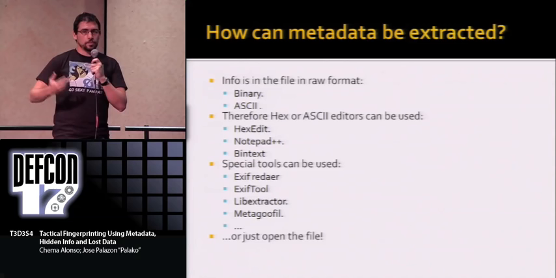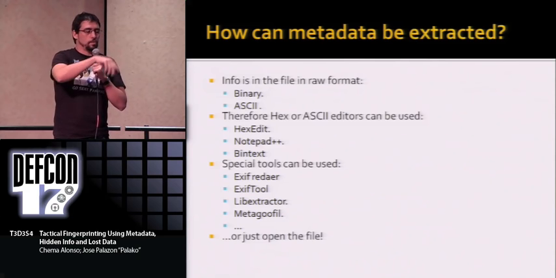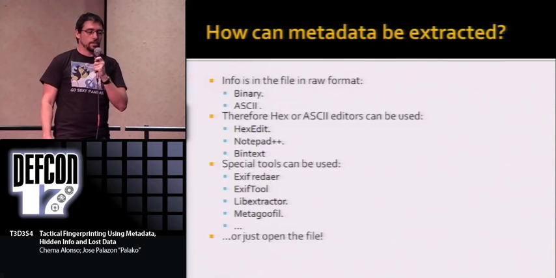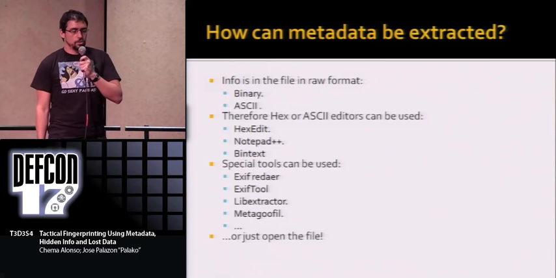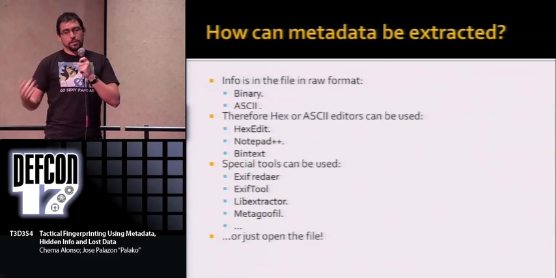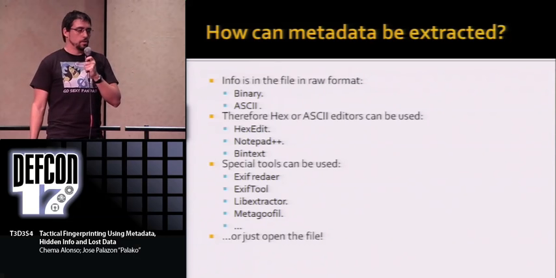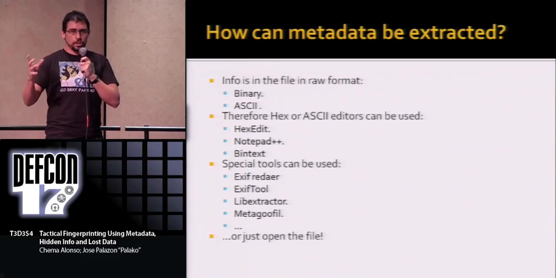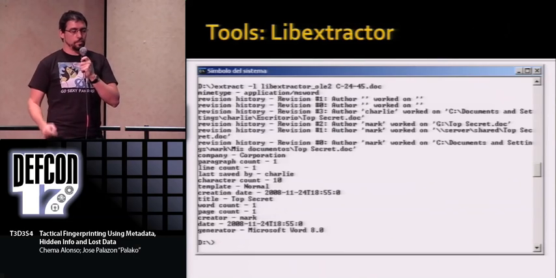How can you extract this metadata? Well, just looking into it. Most of the time, it's strings. Sometimes it's binary, and for binary, you can just open a hexadecimal editor and see the raw hexadecimal. You have a couple of examples there, like hexedit or bintext. Or you can use some special tools that have been created so far to read the information, like EXIF readers for images, or LibStructor, which is a tool that will take Office documents and read the information there.